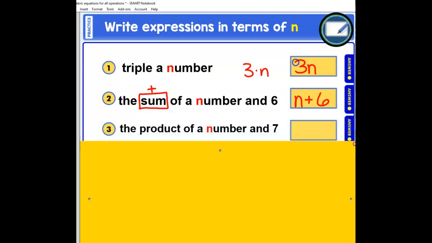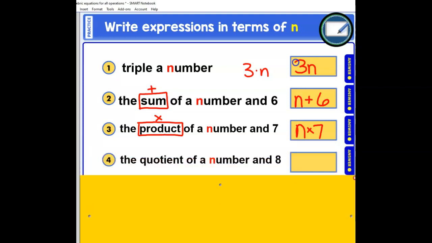Next one, the product of a number and 7. So I got to think product. What is that telling me to do? Product was when I multiplied. So I'm going to say n times 7. I could have made it times 7 like that, and I could have just written 7n as well.